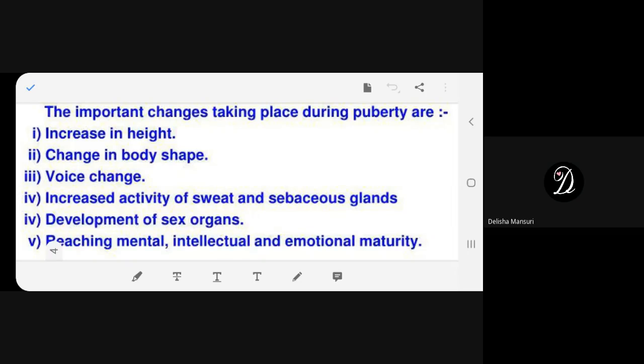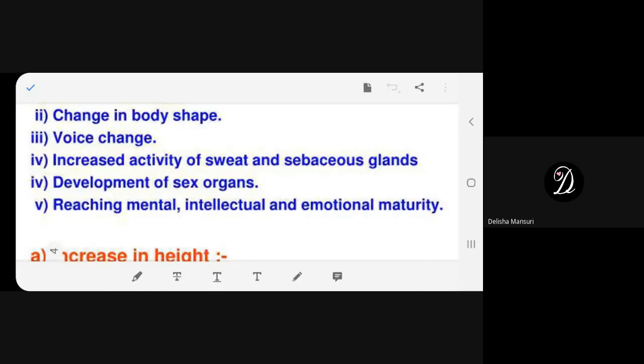Okay. Next, which is the second one, beta? Change in body shape. You agree again? Our body changes during this period. Then voice change. Especially in boys, we can see the difference regarding the voice. It becomes very heavy. Yes or no? The baby sound goes when the child is young. The way the voice comes out is different, and later suddenly the voice changes.